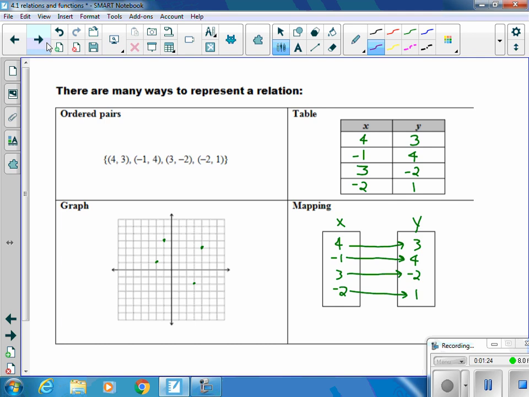There are many ways to represent a relation. So I've given you a set of ordered pairs. I could place them in a table. I could graph them as ordered pairs, or I could put them in a mapping diagram, which looks like this. Keep in mind that when you're doing the mapping diagram, you can have no duplicate numbers. So each number must occur only once, either as an input or as an output.